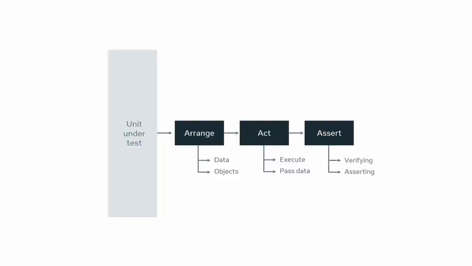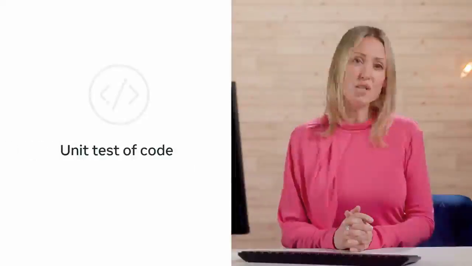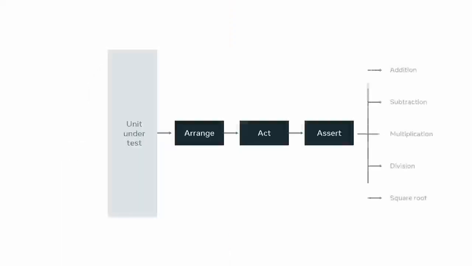Assert verifies and asserts that the data received as output by executing the functionality under test in the second step matches the expected output of the test. If the data matches, then the test has successfully passed. Otherwise, the test fails. Let's say you develop a calculator application and wish to unit test your code. In that case, you would run unit tests to verify functions such as addition, subtraction, multiplication, and so forth.